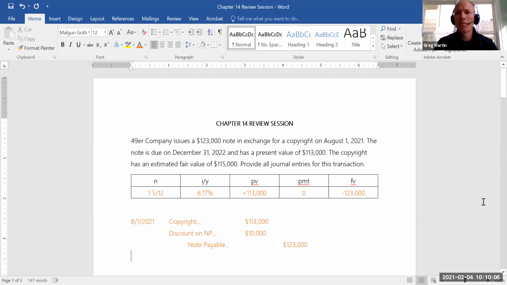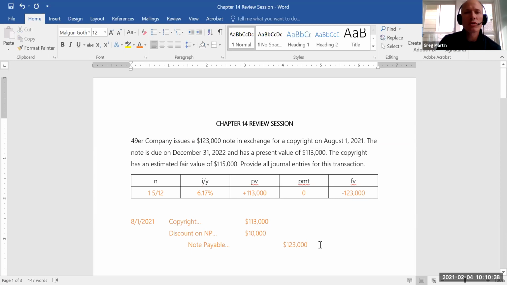Somebody asked what makes the 113 more reliable, and it's the different level of fair values. With a note, most companies have other debt or public markets of debt that they can compare this note to. And so that makes the note a level 2 fair value. A copyright, by definition, is a unique item, and therefore a copyright is a level 3 fair value. And so we're always going to use the more reliable. Level 2 is more reliable, and so we use the 113 over the 115 because it's more reliable.